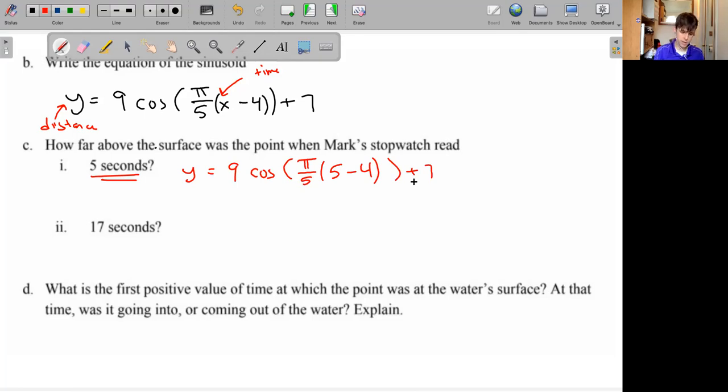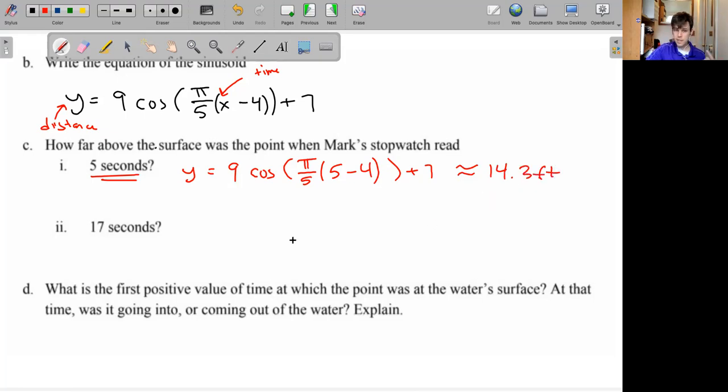We have 9 cosine of pi over 5 times 5 minus 4, plus 7. So I'm going to show that. Do make sure your calculator is in radians. Desmos does default to radians, but if it's not, you're going to get a wrong answer here. So we got 14.28. I'll round this and call it 14.3 feet.